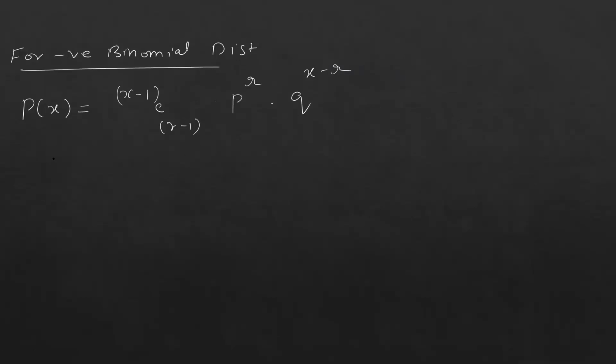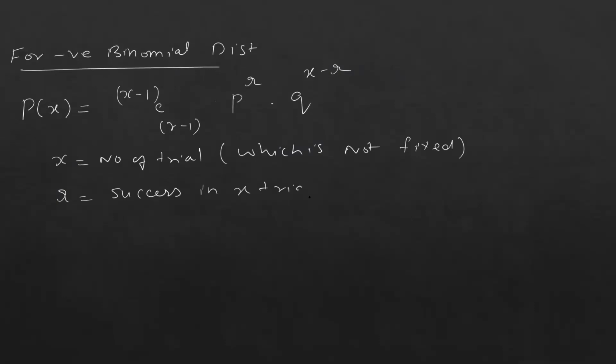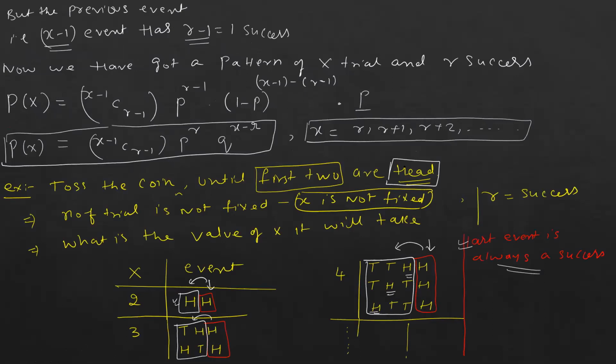Don't forget that here X is the number of trials, which is not fixed at all. How many trials you have to go is not fixed, and R represents the successes in X trials. X minus 1 means the previous events, as we have spoken about here. As we have seen, head was the success we are talking about. So if the last event is always a success, in the previous events you should get at least R minus 1 successes.